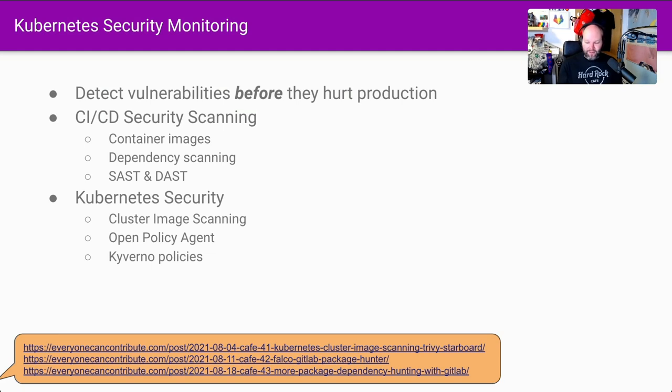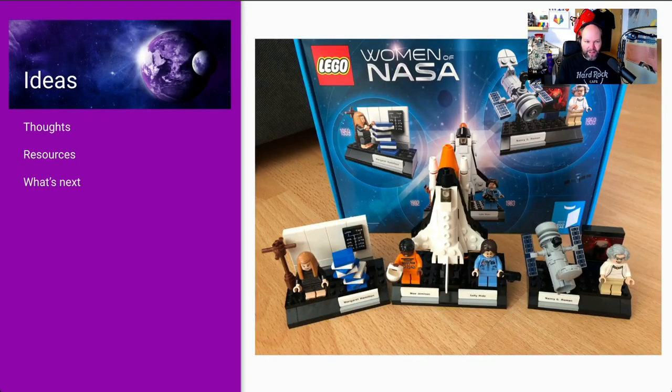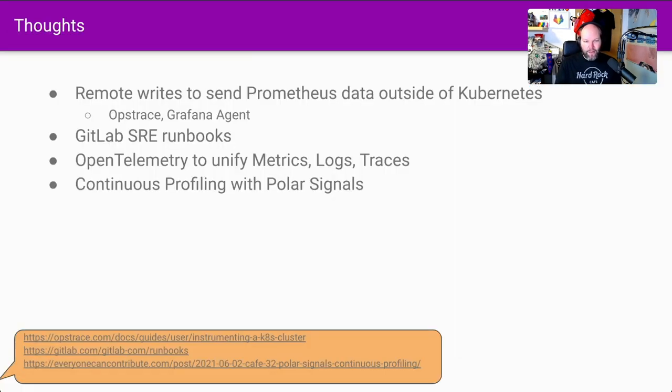It also means ensuring that policies are being applied, like the Open Policy Agent and Kubernetes policies. And speaking of Kubernetes policies, I want to bring the Prometheus exporter and the Grafana dashboards to your attention, which allow you to immediately see what policy has been triggered, when it failed, when someone tried to circumvent it, and so on, which is super helpful for production environments. Now, last but not least, some ideas and thoughts. Maybe think about writing the data from Prometheus outside of Kubernetes, like using remote writes with Opstrace and the Grafana agent as an example.